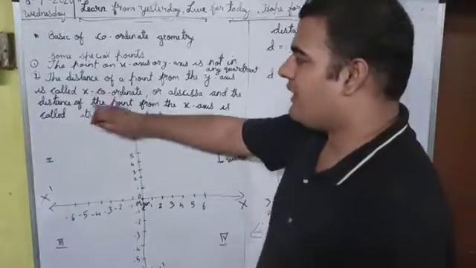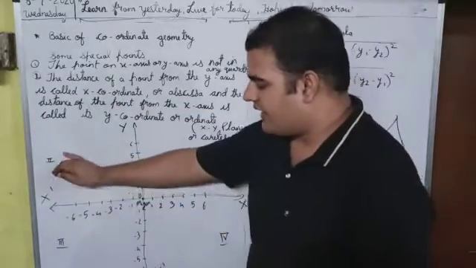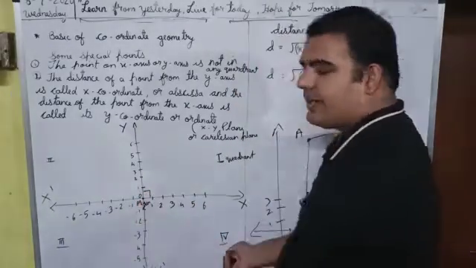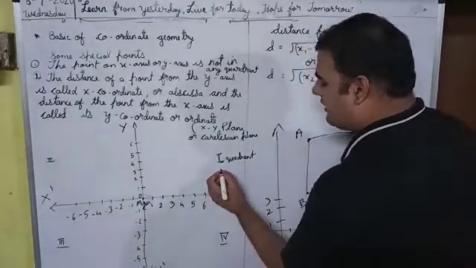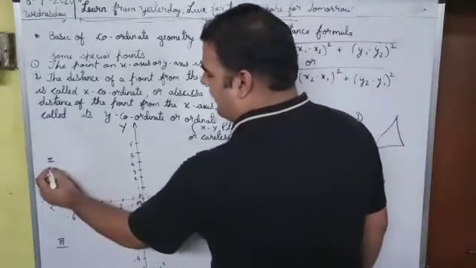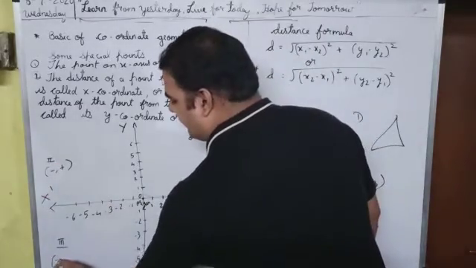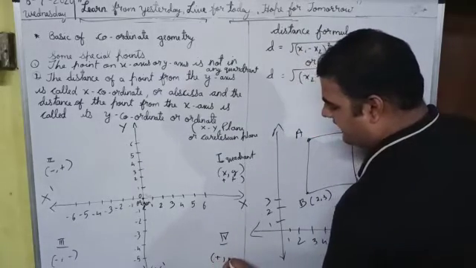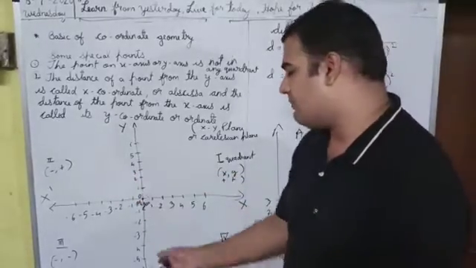Now the most important one, we are saying this is first quadrant, this is second quadrant, third and fourth, because it is looking like a quadrant. In the first quadrant x and y both are positive. In the second quadrant x is negative, y is positive. Third quadrant both are negative. Fourth quadrant x is positive, y is negative. And the intersection of both x and y axes is said to be the origin.